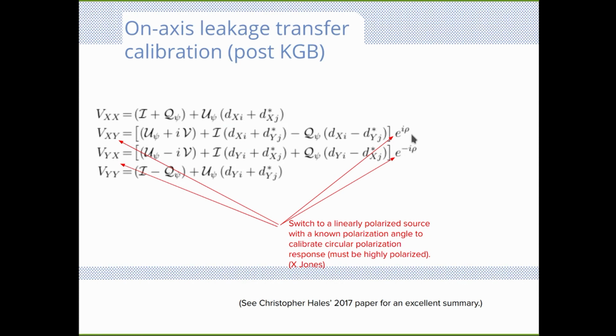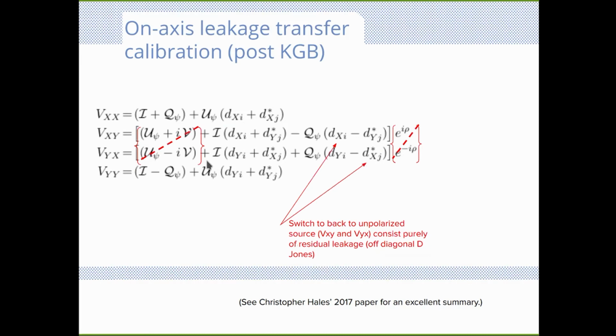These delays and phase offsets, so the impedance is quite stable with time. So it usually can be done just once and transferred. All right, this gives us essentially something that is now corrected for systematic circular response. And now we switch back to our unpolarized source, right?